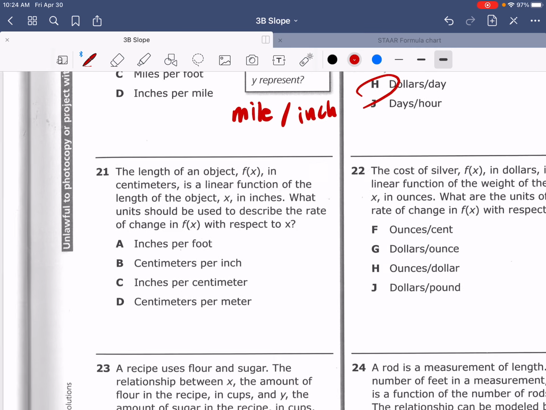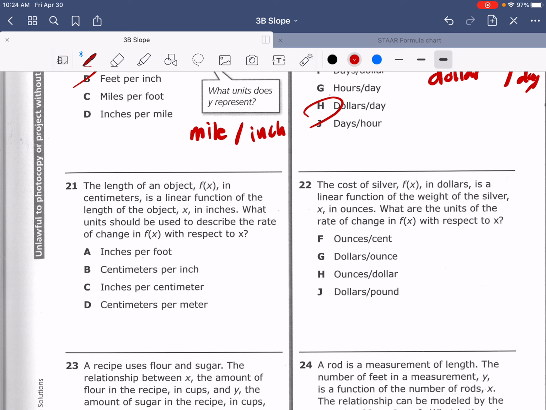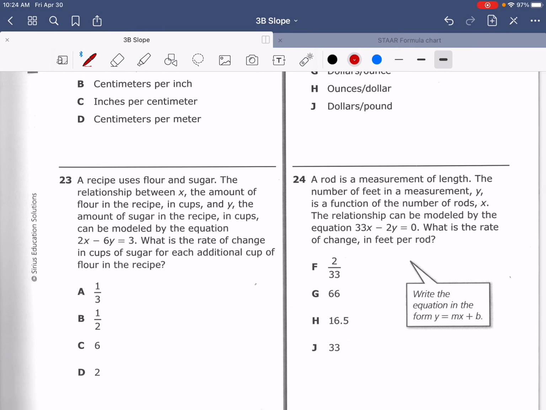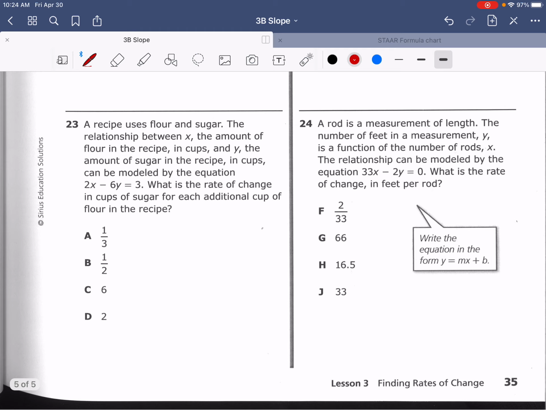All right. Yeah, so try question number 21 and 22. It's the same thing, okay? The y value should go on the top, which is the first, and the x value on the bottom. Let's do the last two questions.